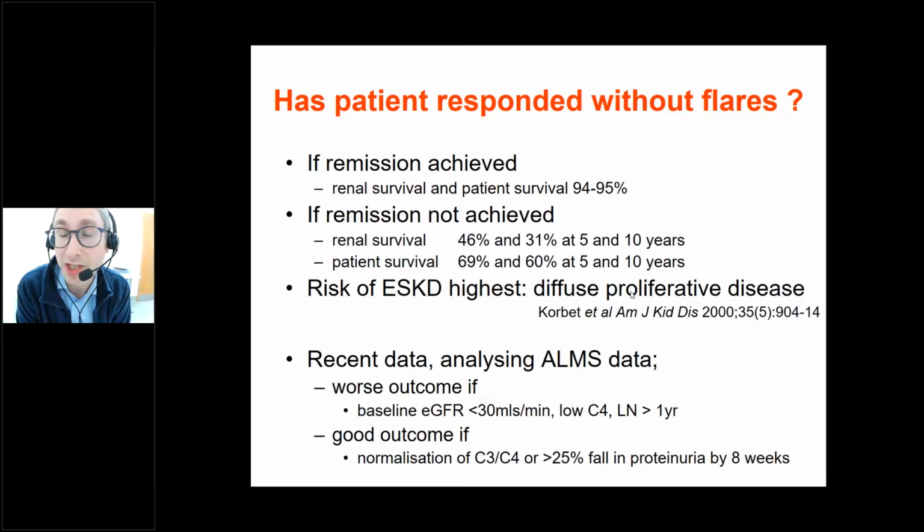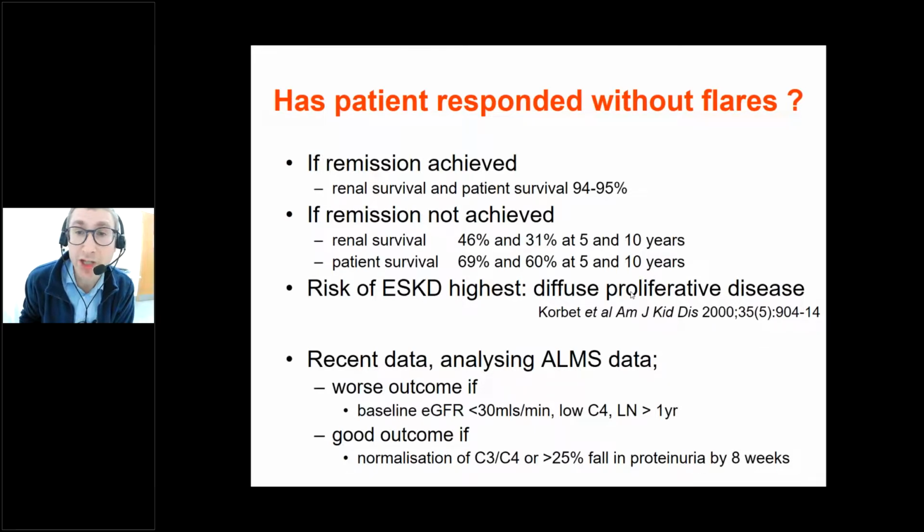And what much of the international data is beginning to show is that many children and young adults do not reach a complete renal remission. If you don't get a remission, then the renal survival can be as low as 1 in 2 at 5 years and 1 in 3 at 10 years. And the overall patient survival is reduced to about 70% at 5 years.